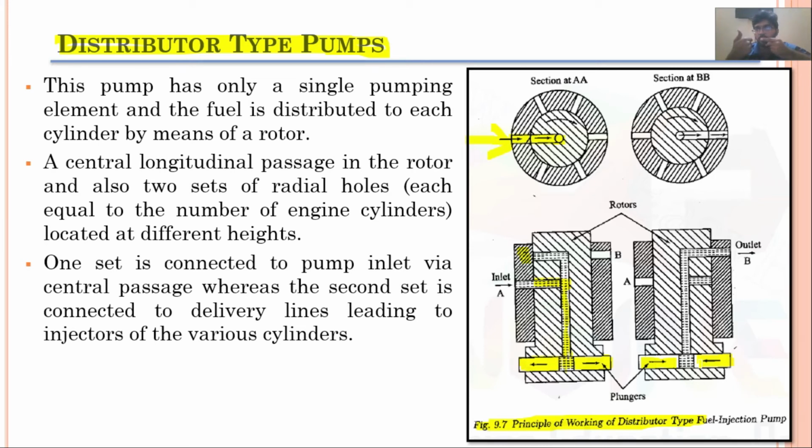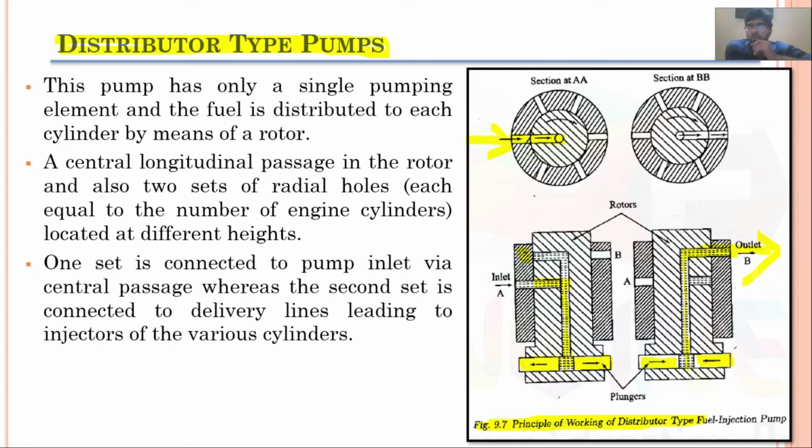No more fuel is coming into this longitudinal passage, and it has rotated so much that this outlet passage has now been aligned with the outlet port, and the fuel has been pressurized to the extent required by the fuel injector. Then it will pass from this longitudinal passage into the outlet and then into the fuel injector.